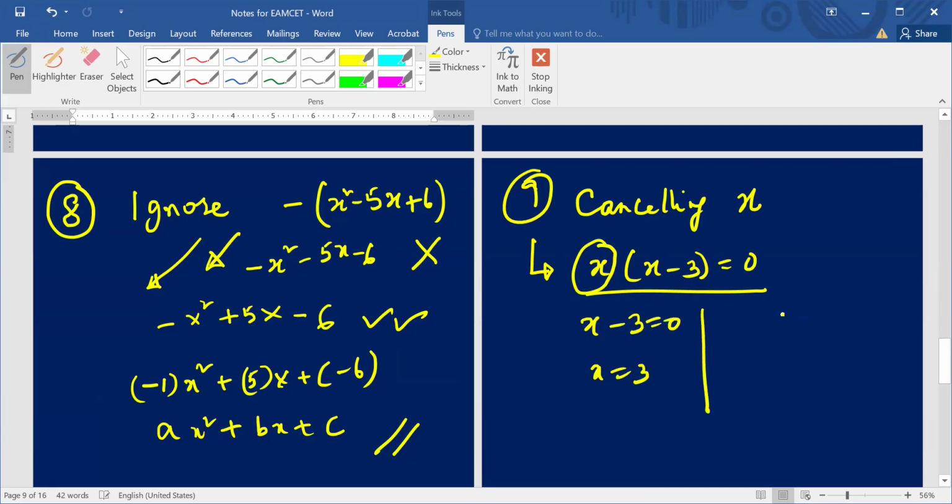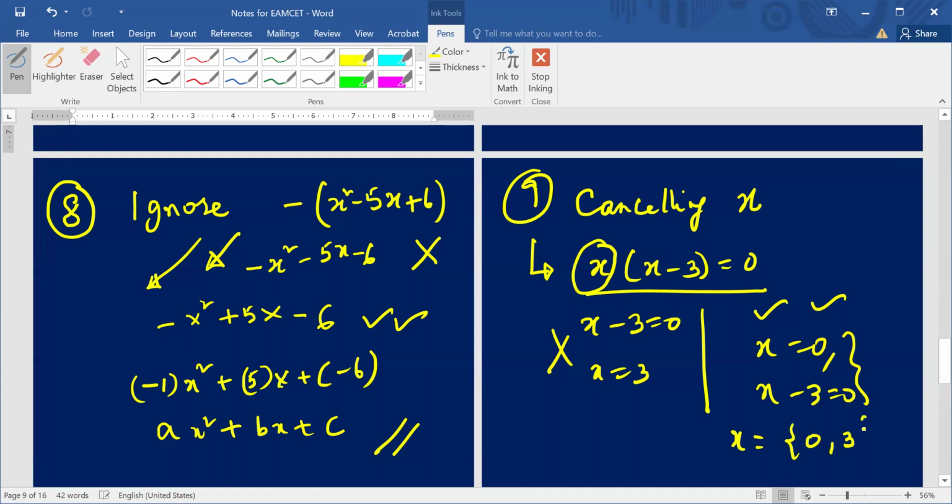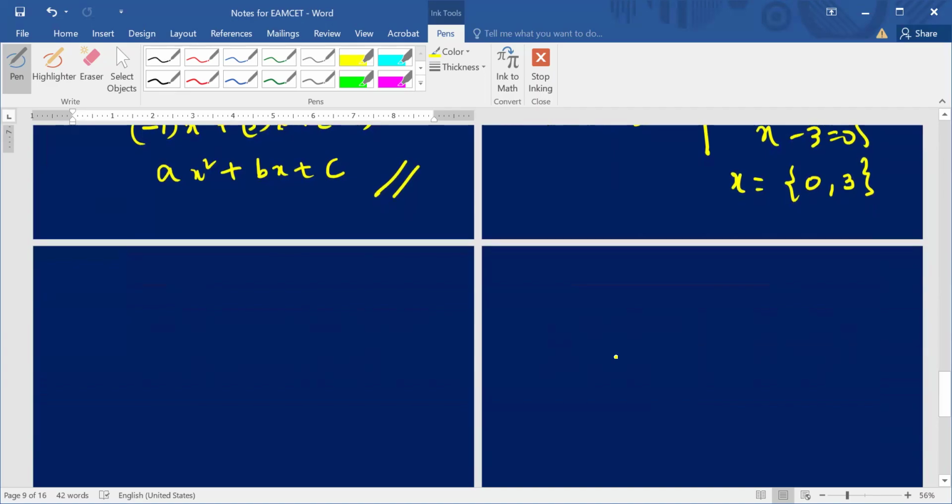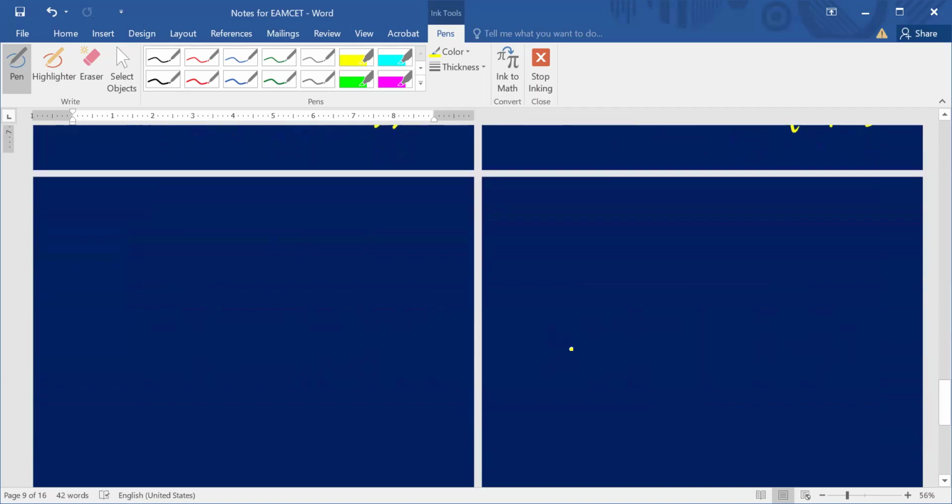But this is wrong. What is correct instead? x is equal to 0 and x minus 3 is equal to 0. So that means there are two roots for x, that is 0 comma plus 3. You should remember this particular concept also, because sometimes with x into x minus 3 is equal to 0, we take the x outside and say x gets cancelled and write only one root.